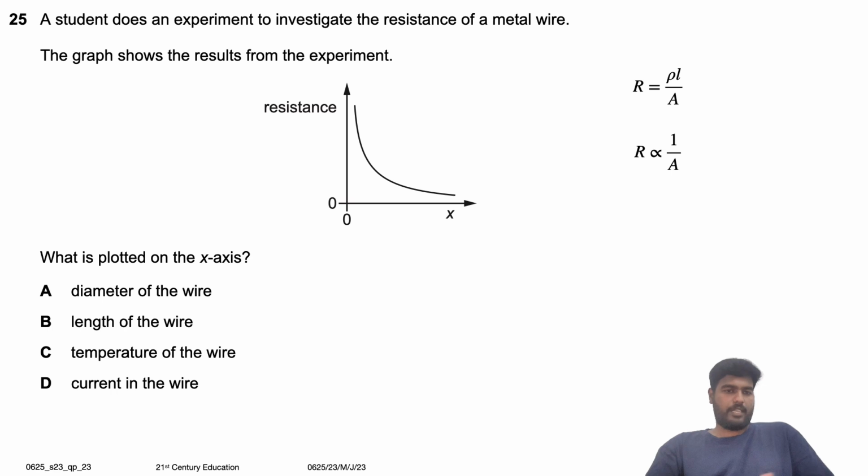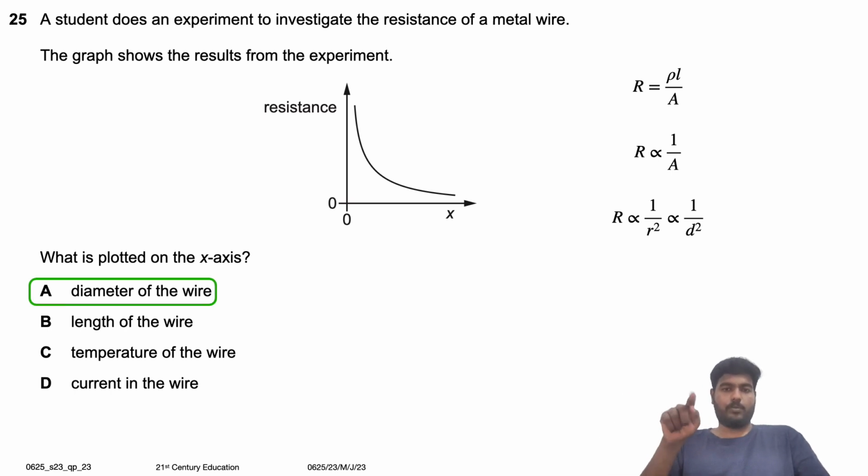Area is not given, and area is pi r square, so radius square, that's also not given. Only diameter is given. We know that radius is half of the diameter. If we substitute, we get d square by 4. 4 is a number, so it will again go in a constant. So R is proportional to 1 by d square. So the plotted axis is diameter of the wire, because R is inversely proportional to the diameter square, so the graph will look like this. Yes.